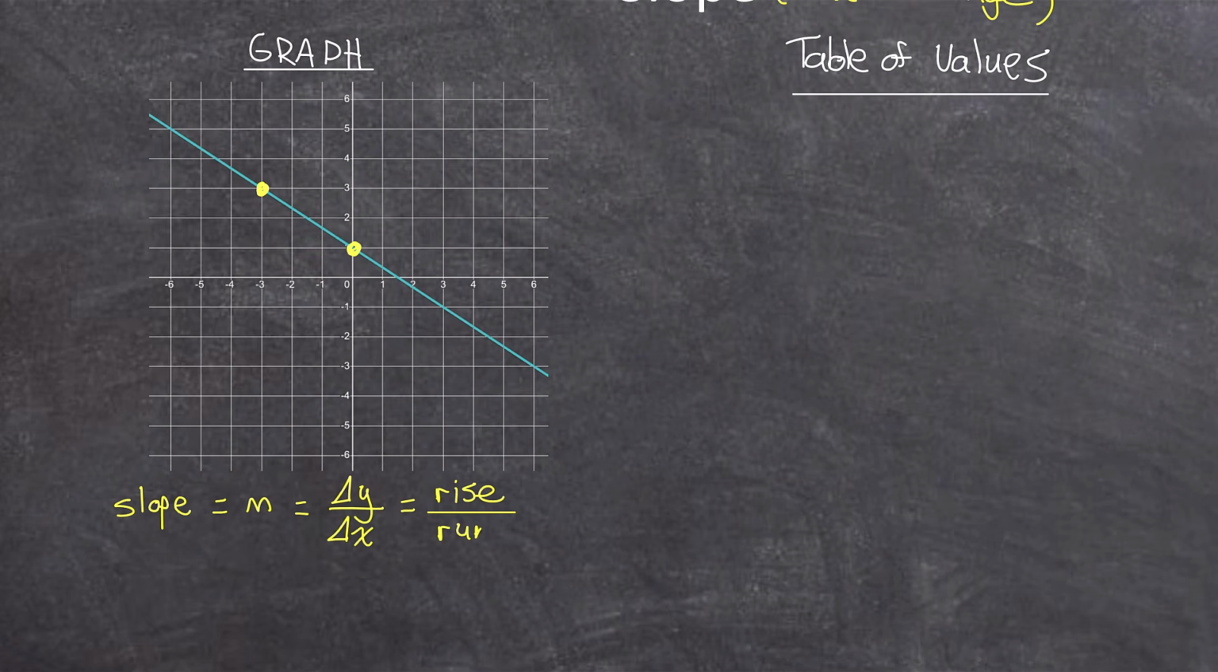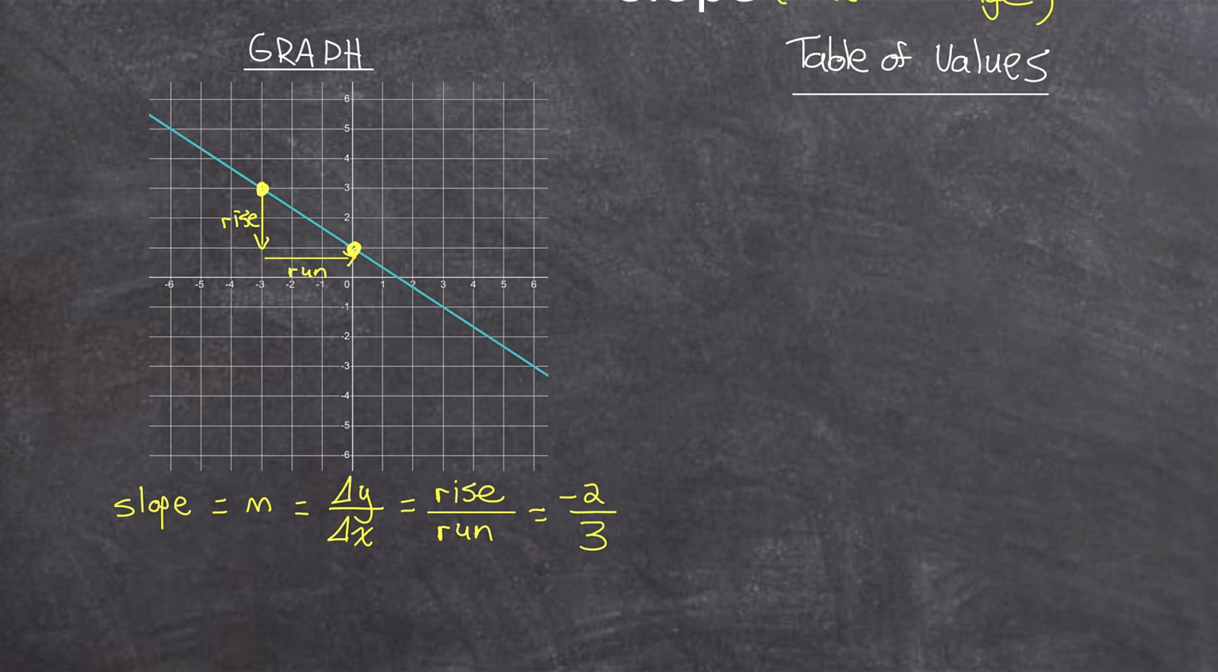It's called run. So to get from this point to this point, I have to go down 2. So we would say that the rise is -2, and then I would have to go to the right 3 units. So we say that the run is 3.